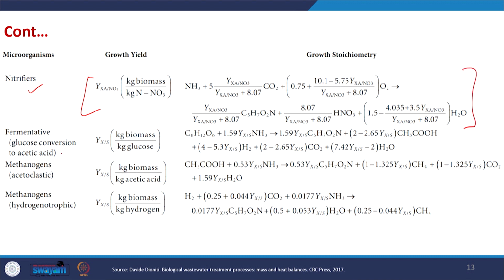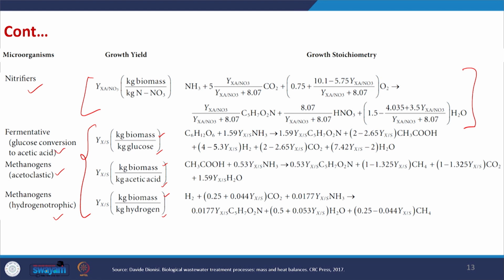Similarly, for glucose conversion to acetic acid, the methanogens where acetoclastic conditions were there, and similarly for methanogens where hydrogenotrophic conditions are there, the growth yields are defined a little differently: kg biomass per kg glucose for fermentative, kg biomass per kg acetic acid for acetoclastic, kg biomass per kg hydrogen for methanogens. So, there is a difference in the growth yield definition, but using these definitions we can write the overall balance which is given here.